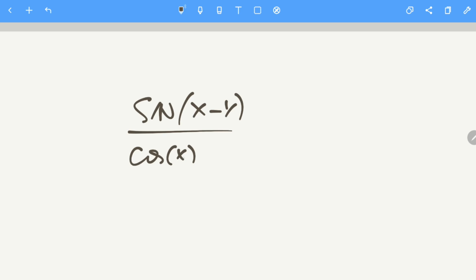Next example, sine of x minus y divided by cosine of x times sine of y equals tangent of x cotangent of y minus 1. Okay, again, using the framework, we have on the left 3 functions, on the right 2 functions.